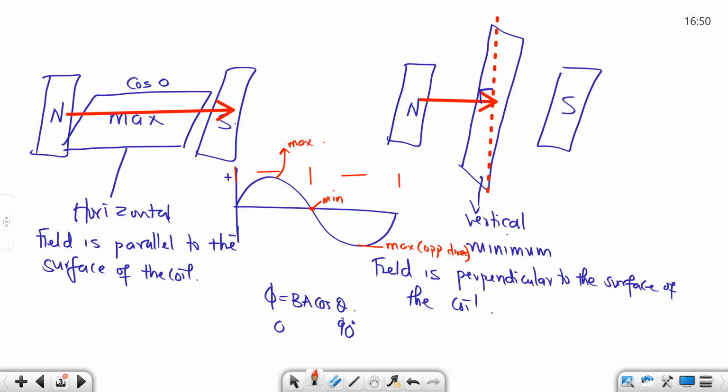So please take note of this explanation. When the field is parallel to the surface of the coil, we have what? Maximum. But when the magnetic field is perpendicular to the surface of the coil, then we have what? Zero current produced.